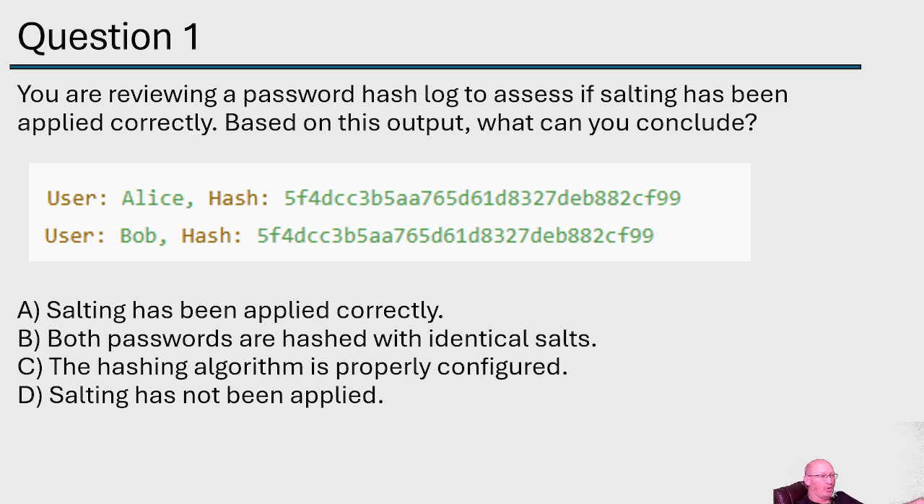And so D is going to be correct. The salting has not been applied. They're using the same password, by the way. They're using the exact same password. And so the hashing algorithm is 100% properly configured. That is correct. But B is wrong. D is correct. Salting has not been applied. I hope that made sense as I went through the long way around this.